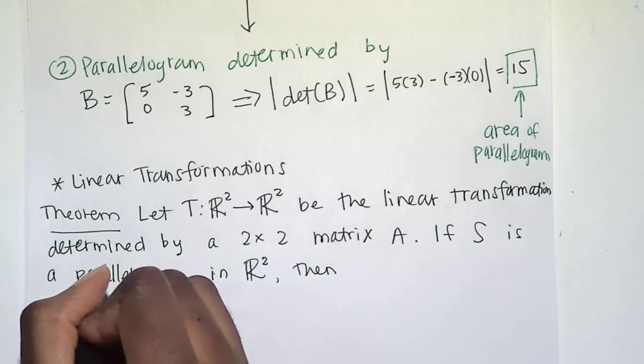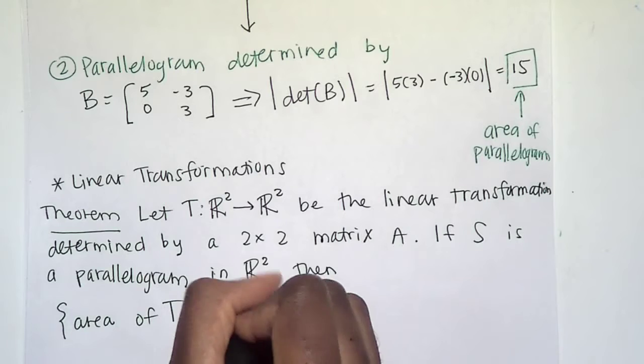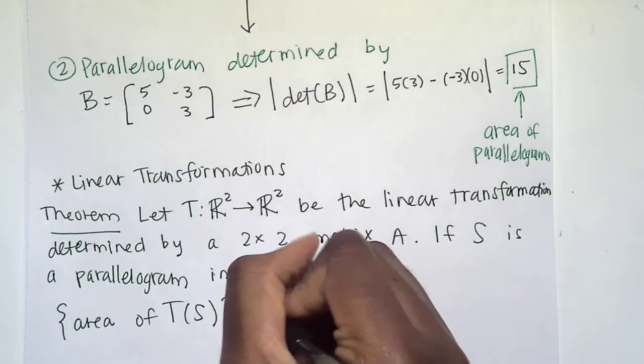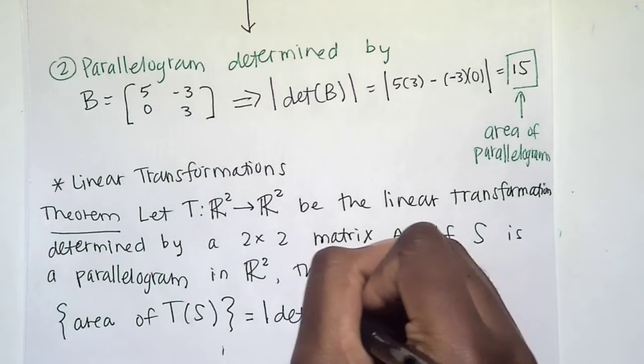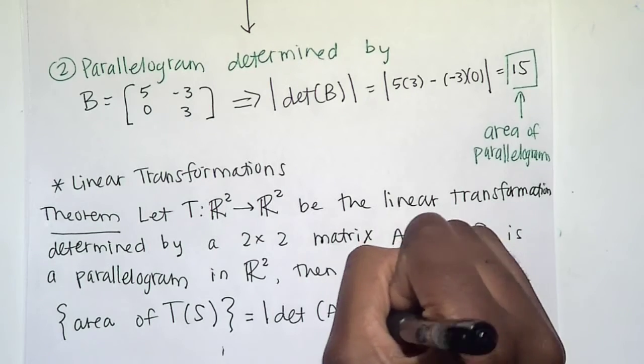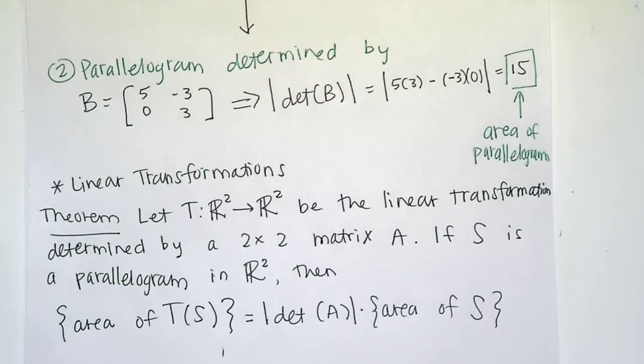then we can say the area of T of S. All right, so let's first, before I write all this out, what does this mean? Well, if this is our parallelogram and we apply the transformation, T of S is going to be the result. All right, so what is the area of the result after we have applied the transformation? That can be given by the determinant of our transformation matrix A times the area of the original parallelogram S.